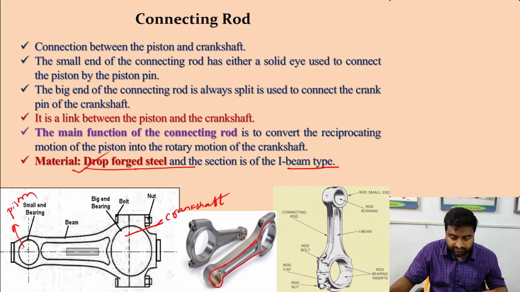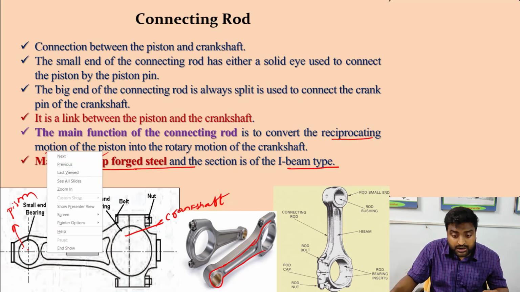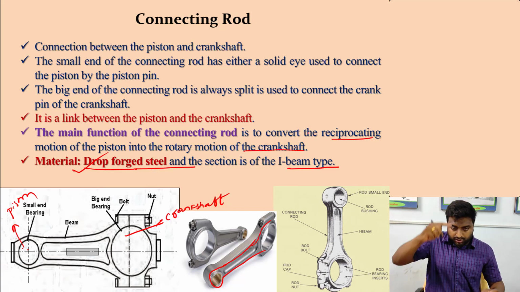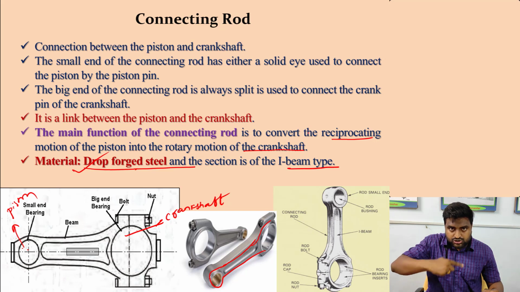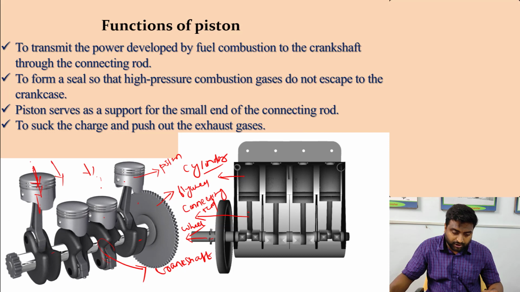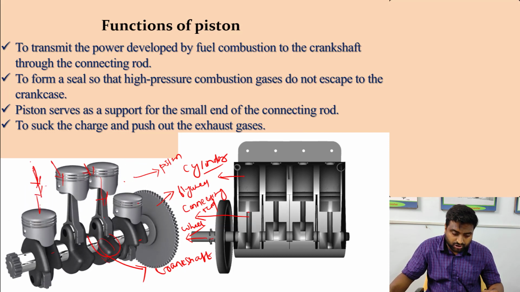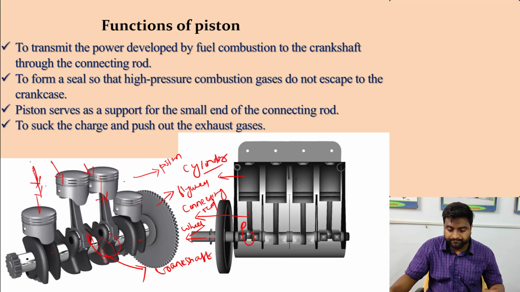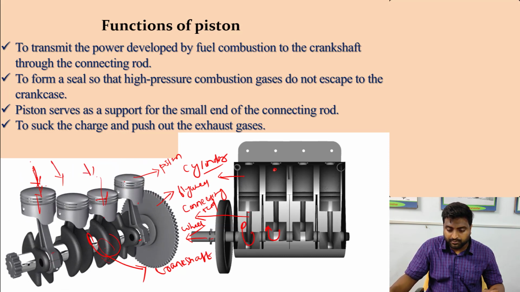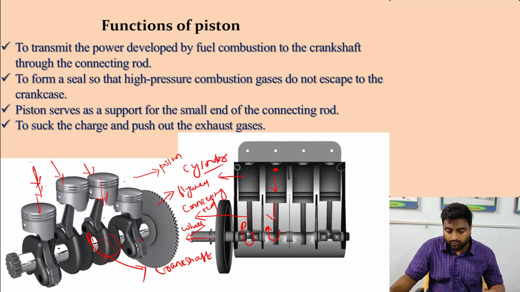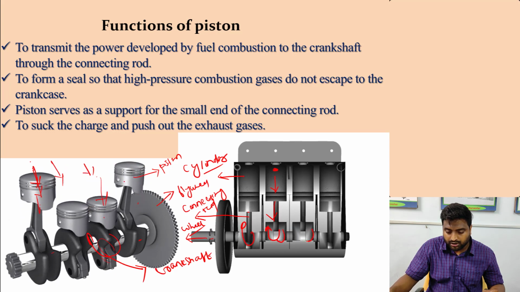What is the function? It converts the reciprocating motion of the piston into rotary motion of the crankshaft. You can see in the video that here the reciprocating motion of the piston is converted into the rotary motion of the crankshaft. Here also you can see how it is rotated. Suppose the combustion takes place, it will propel the piston downward, the connecting rod will move, which will rotate the crankshaft.